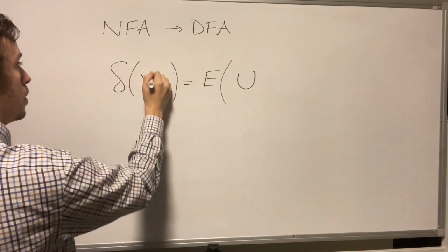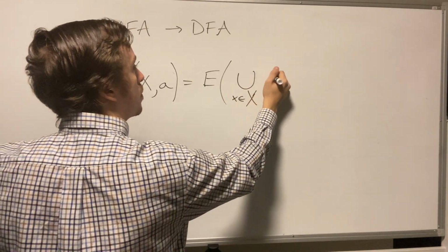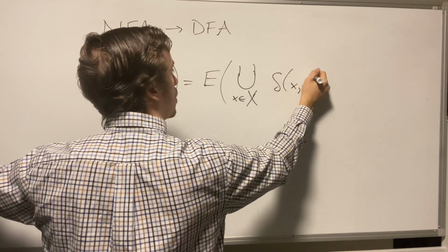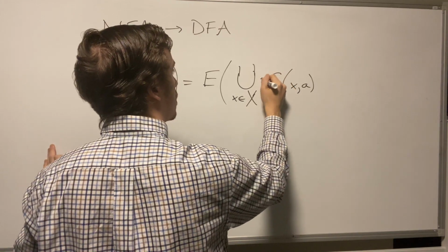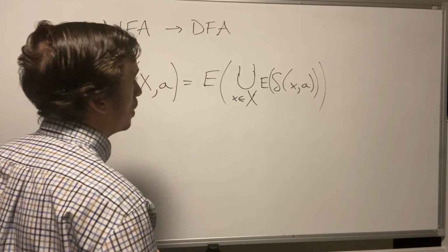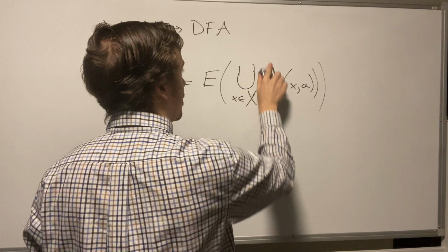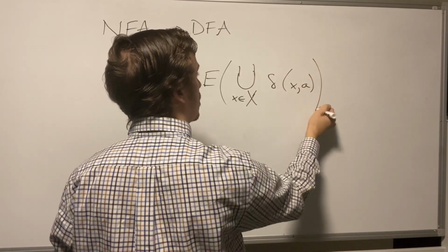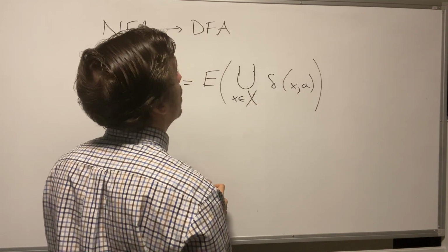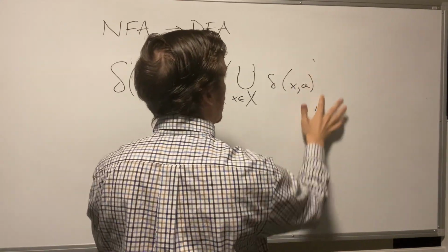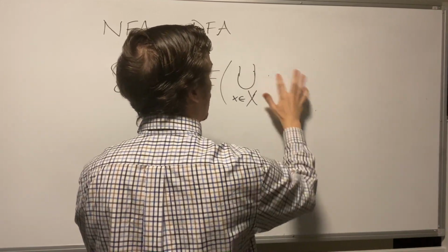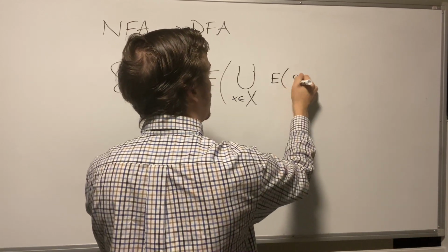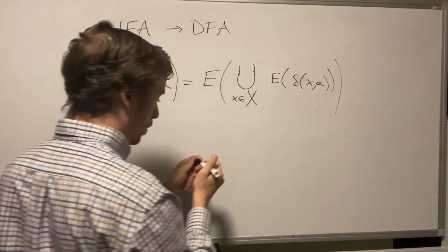So it's this. Is that right? No, that's not right. For those of you watching the outtakes, you'll see this. So it's this. No, that's right. Yeah, so I have to do epsilon closure in here too. From each individual state, yeah. So delta x a. Yep, that's right.